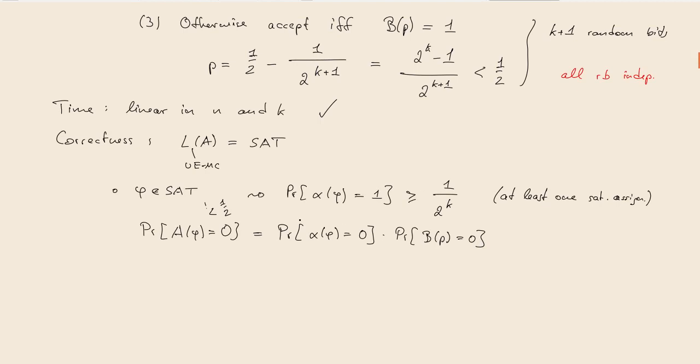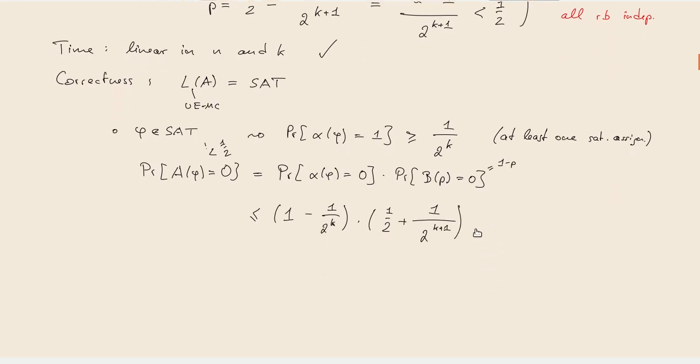Now here, this probability, the first one we have bounded just before, if we use the counter probability, we get the other inequality. And this probability is just 1 minus p by definition. And if you look at p, so this is 1 minus p, and 1 minus p can be simplified to 1 half plus 1 over 2 to the k plus 1.